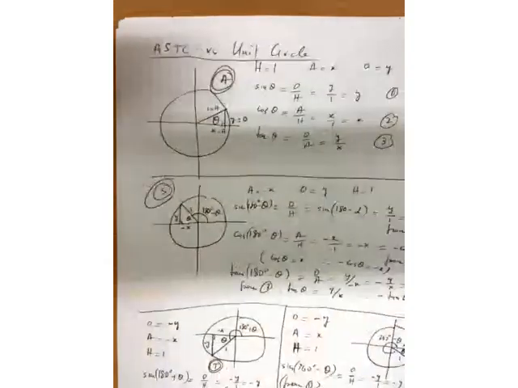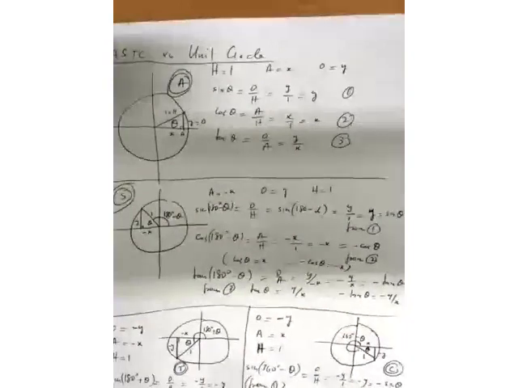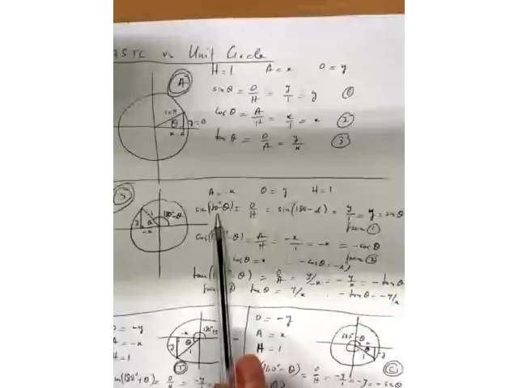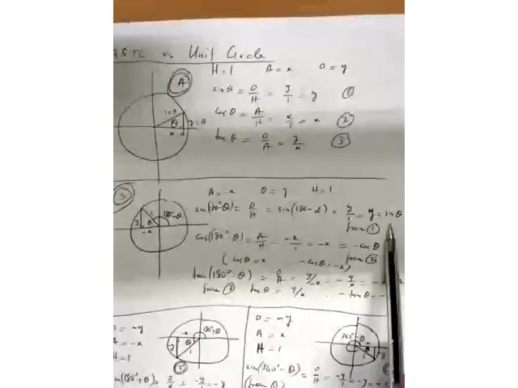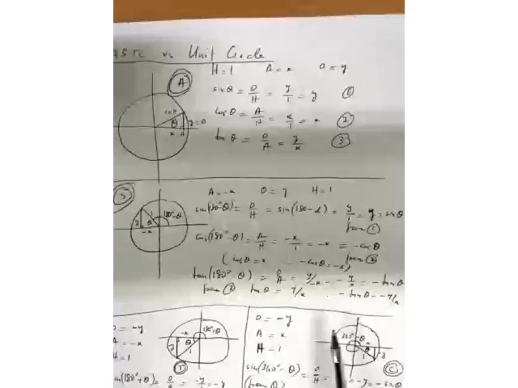So when you are in the so-called sine quadrant, that means your sine 180 minus theta is going to be sine theta, positive. Your cos 180 minus theta is going to be minus cos theta. Your tan 180 minus theta is going to be minus tan theta, using your unit circle.